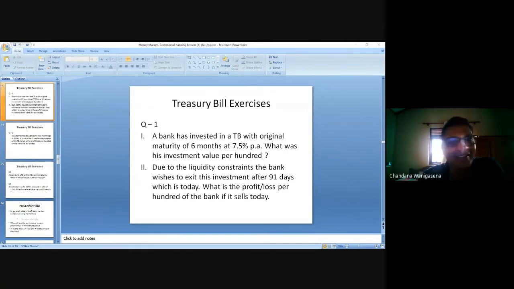Are you able to get the answer? What is the profit or loss per 100 of the bank if it sells today? What do you think? Should it be a profit or a loss?